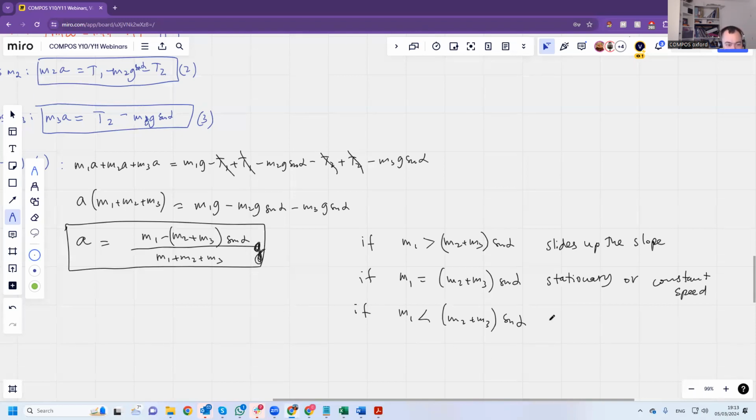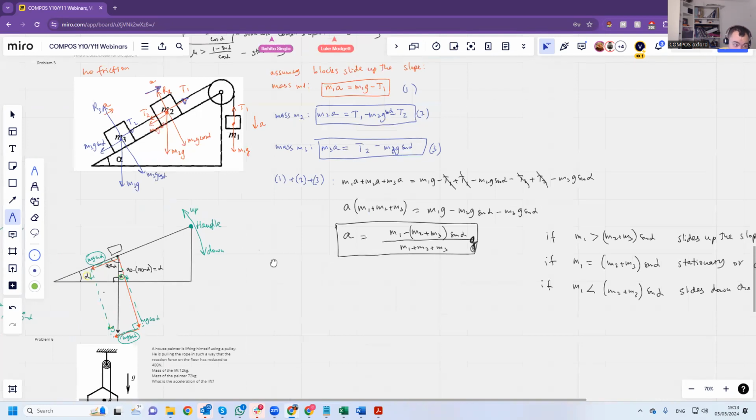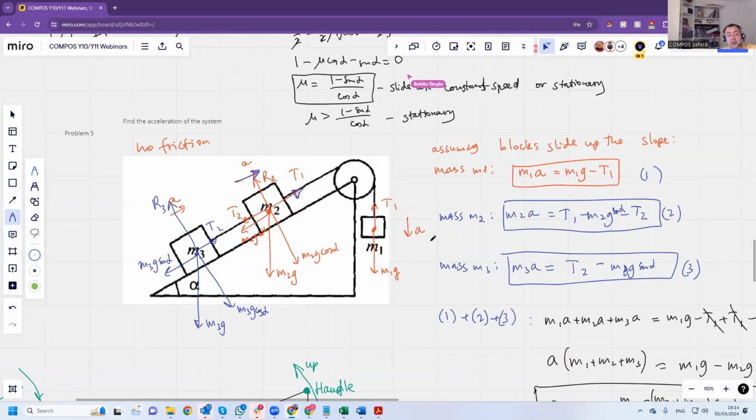And then it slides down the slope. So here, acceleration is positive, acceleration is 0, and here acceleration is negative. Negative acceleration doesn't mean that it slows down. In this case, it means that our initial guess was incorrect. So they're sliding down the slope and pulling m1 up.